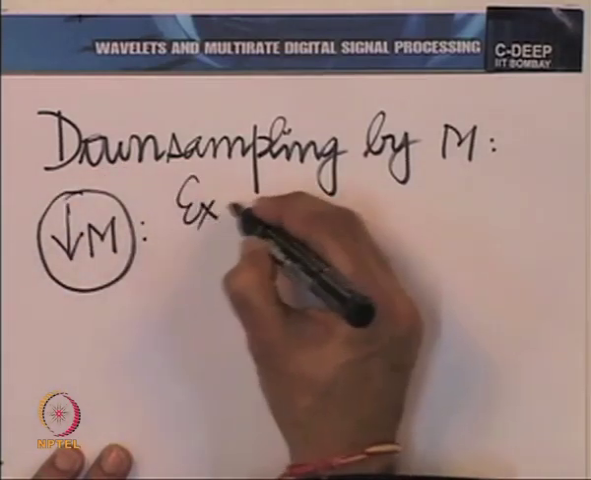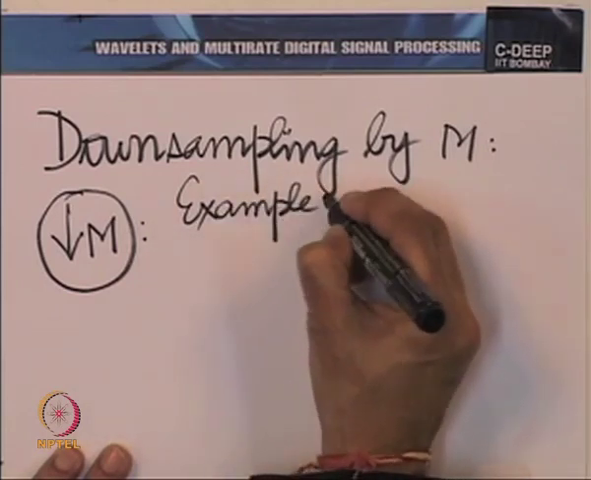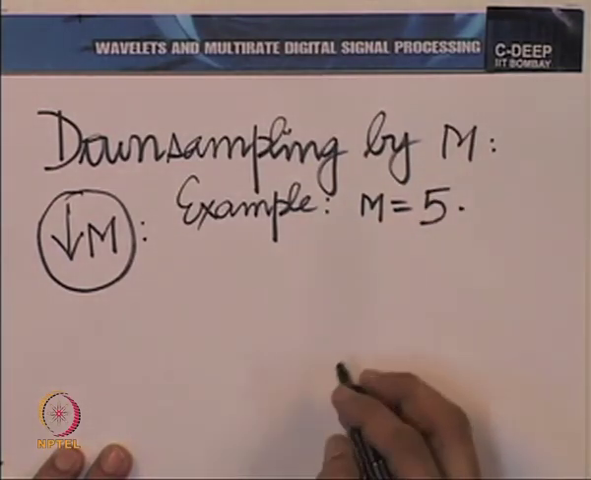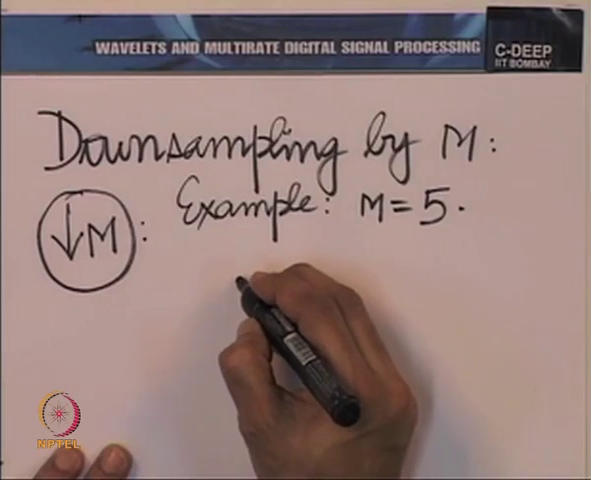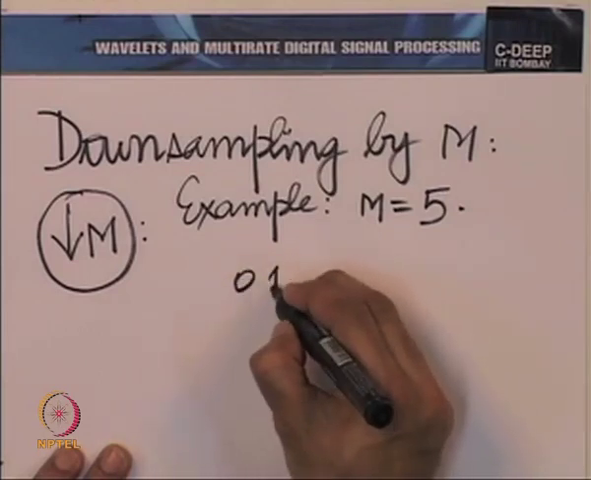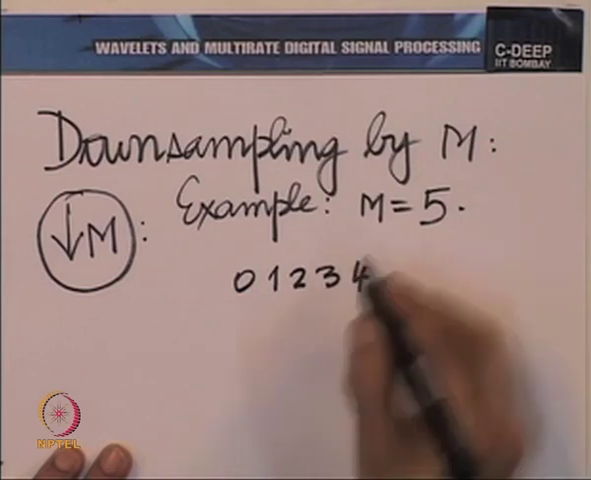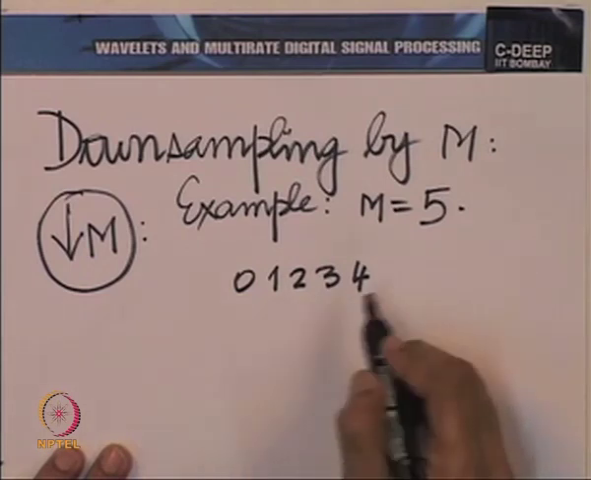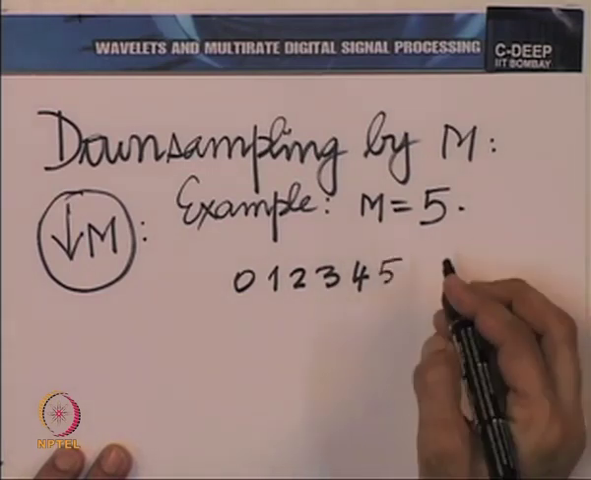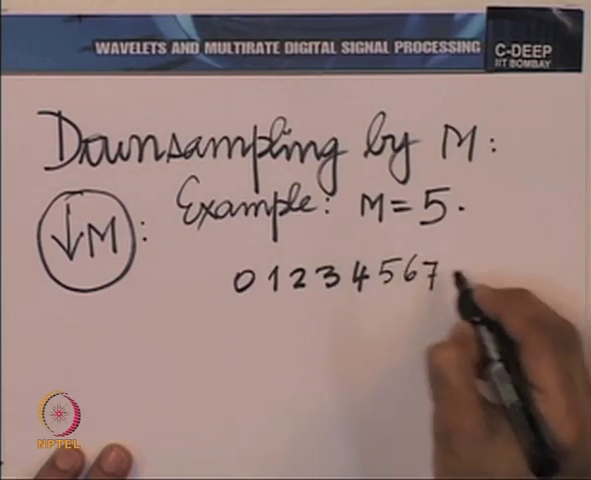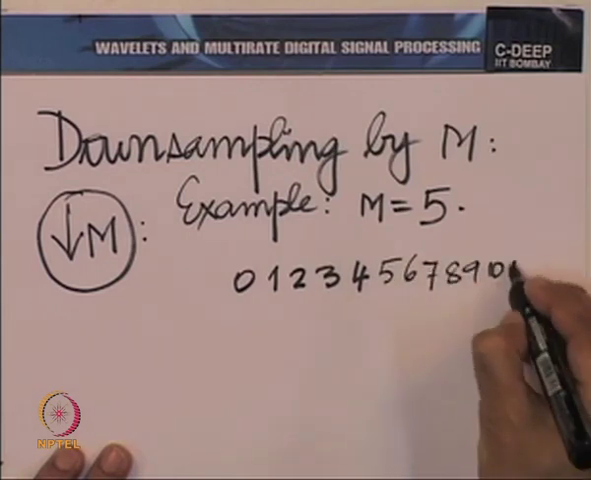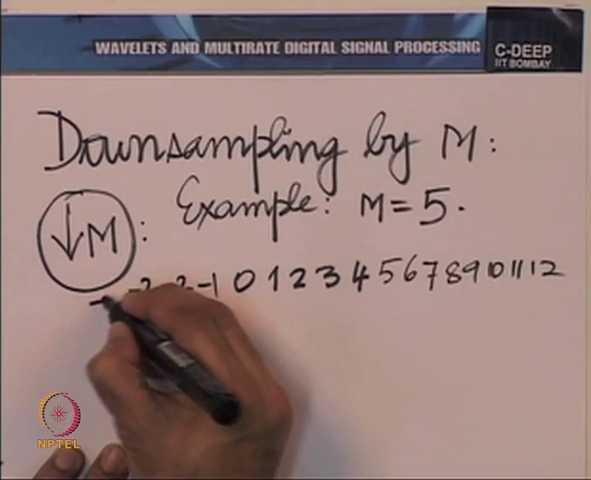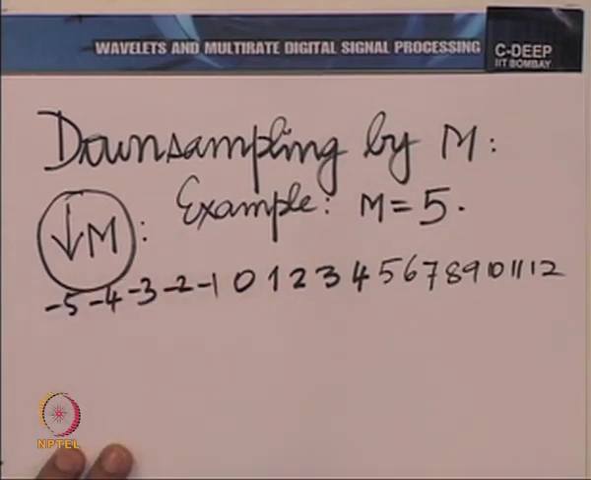So, let us again take an example for clarity. Suppose we take M equal to say 5, to bring in some variety. So, I have these samples here 0, 1, 2, 3, 4. Now, what I am writing here, please remember, are the indices of the samples, not the values of the samples. So, 0, 1, 2, 3, 4, 5, 6, 7, 8, 9, 10 and 11 and so on. And similarly, on this side, minus 1, minus 2, minus 3, minus 4, minus 5 and so on.